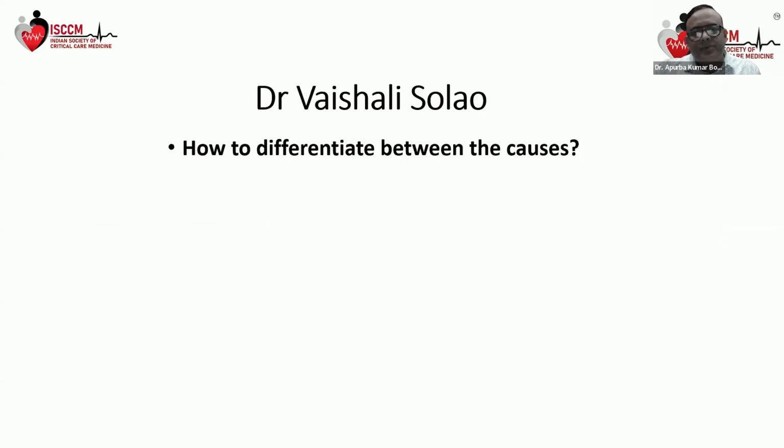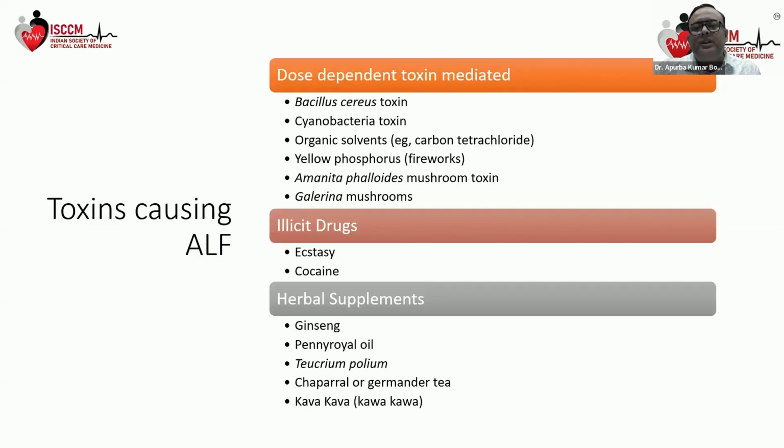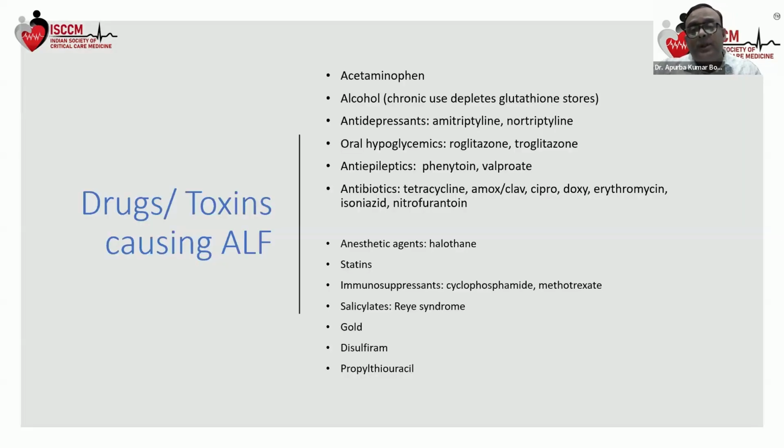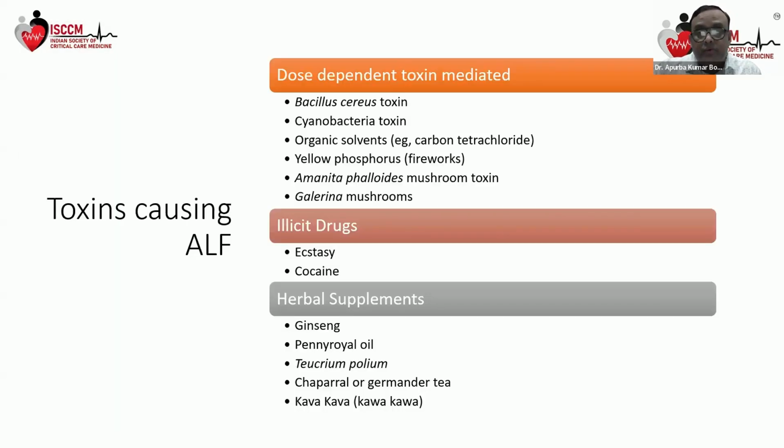Now, if you see the etiology, there are lots of causes. Viral hepatitis, drug-induced hepatitis, hypoxia-induced liver injury, acute Budd-Chiari syndrome, veno-occlusive disease, Wilson disease, mushroom ingestion, sepsis, autoimmune hepatitis, acute fatty liver of pregnancy. This is very, very important, because etiology changes the management. Even HELLP syndrome, heat stroke, malignant infiltration. So this whole list we need to go through.